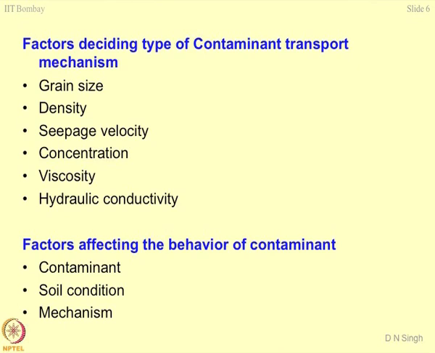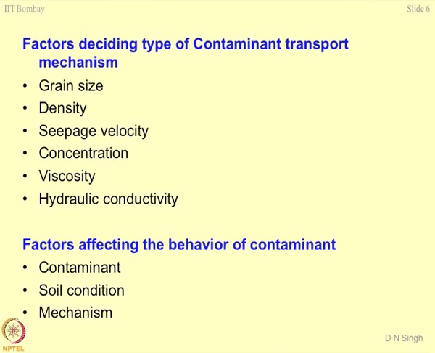Let us understand what are the parameters or the factors which decide the type of contaminant transport mechanism. So, the first is grain size. I have given you some very raw examples like sand and clay, and what is the difference between the mechanism of contaminant transport in sands and clay, advection, diffusion, alright. So, grain size is very important, density is very important, seepage velocity is extremely important, concentration of contaminant is very important, viscosity of the fluid or the solute is very important, hydraulic conductivity of the media is very important.